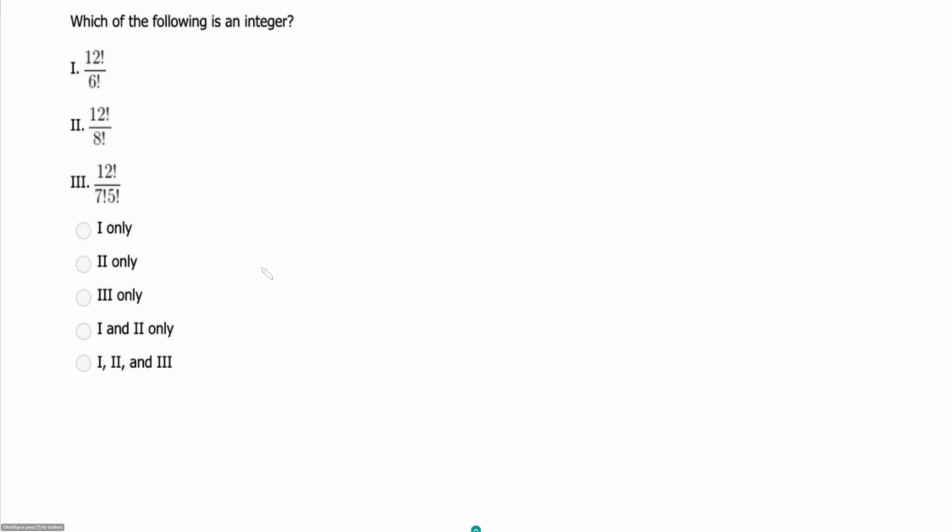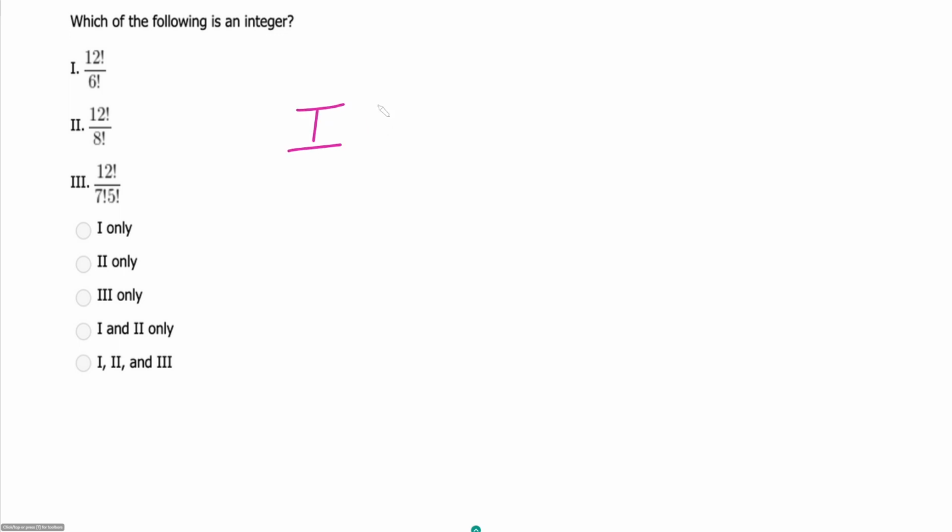We're looking for a case, because factorials are usually really divisibility questions. And so we're looking for a case where the factorials in our numerator fully cancel out the values in our denominator. And so that will just leave us with an integer. And so let's see which ones do that.